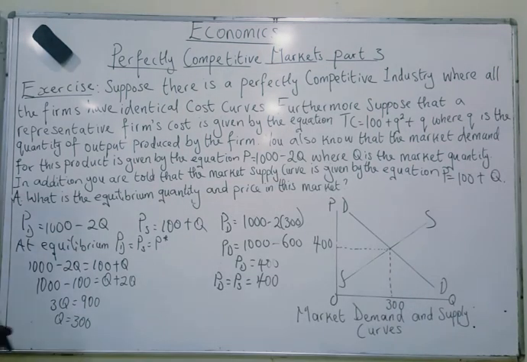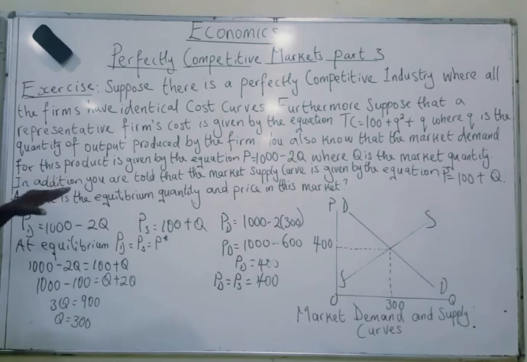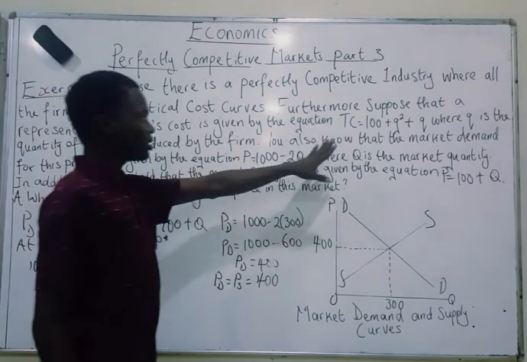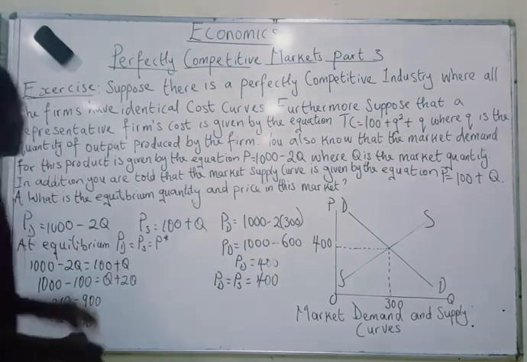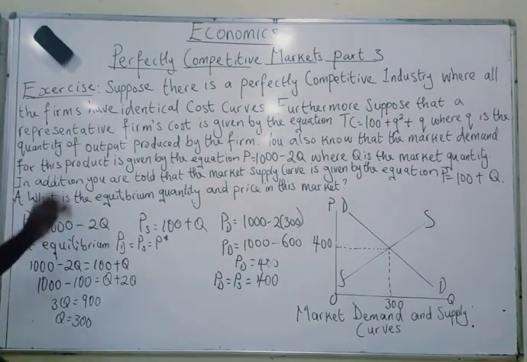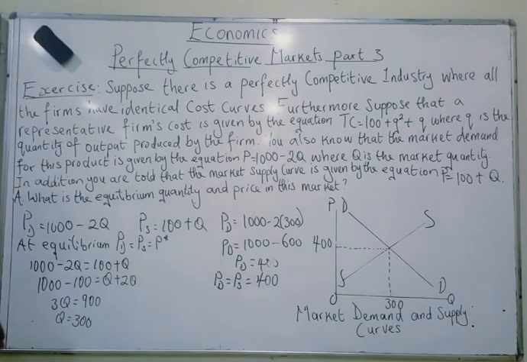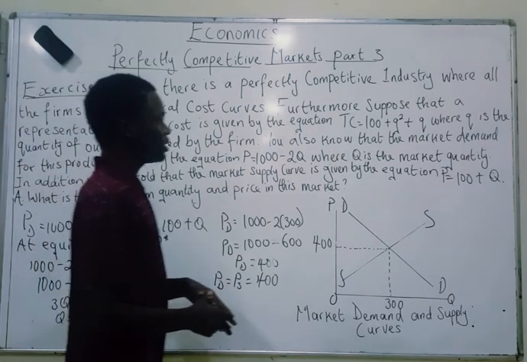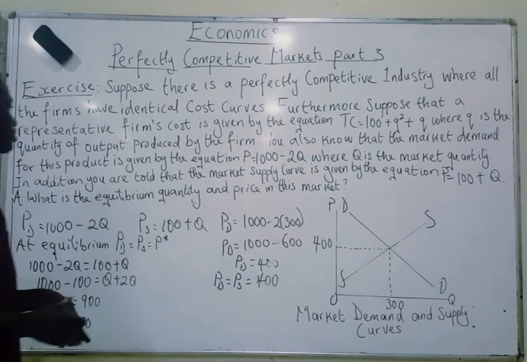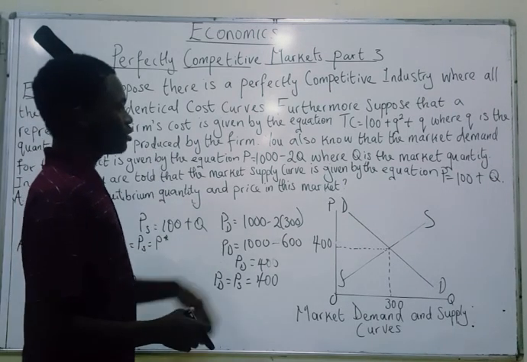Suppose there is a perfectly competitive industry where all the firms have identical cost curves. Furthermore, suppose that a representative firm's cost is given by the equation total cost TC equals 100 plus q squared plus q, where q is the quantity of output produced by the firm. You also know that the market demand for this product is given by the equation P equals 1000 minus 2Q, where Q is the market quantity. In addition, you are told that the market supply curve is given by the equation P equals 100 plus Q.